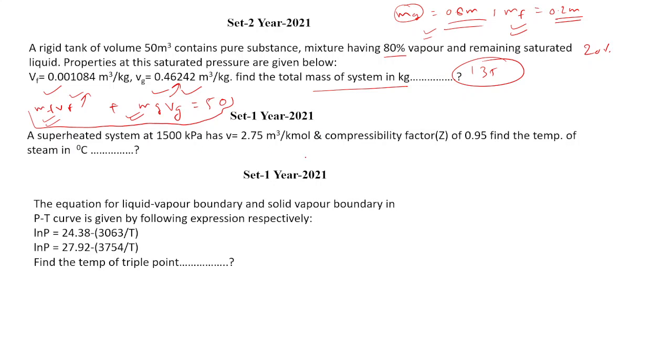So what is the compressibility factor Z? PV is equal to MRT. Whatever it is coming, it is Z. Okay.